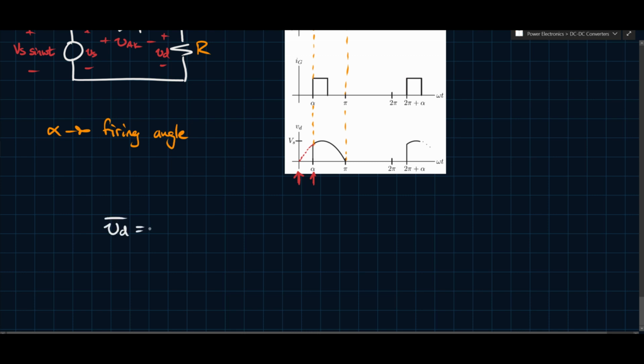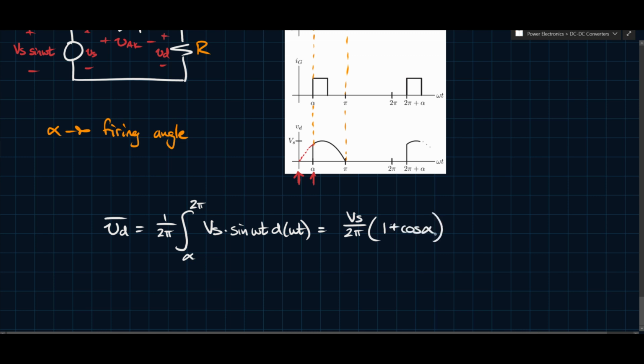average voltage. So VD average will be 1 over 2 pi, because 2 pi is the period. And we know that this is only going to be non-zero between alpha and 2 pi, and really it's only going to be between alpha and pi. But just for the sake of completeness, I'll write 2 pi because I know that's the overall period. And this is going to be Vs sine omega t d omega t, right? And if you solve this integral, you'll get Vs divided by 2 pi times (1 plus cos alpha).